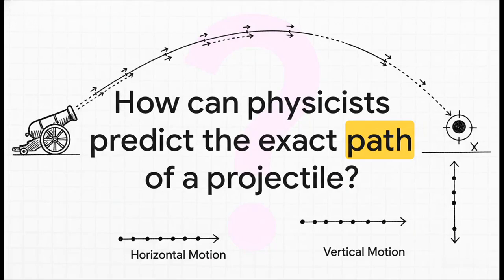I mean, have you ever really thought about it? How physicists can predict the exact spot a football is going to land or where a cannonball is going to hit. It almost feels like magic, doesn't it? But it's not. It's physics. And the secret behind it all is way more straightforward than you'd think.